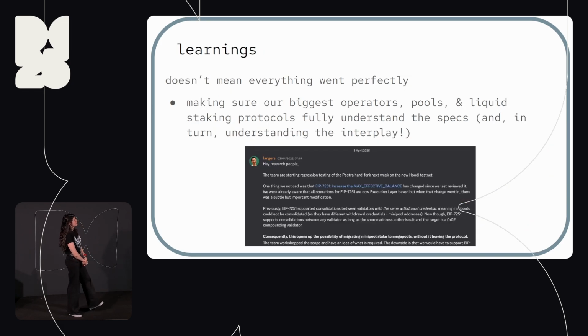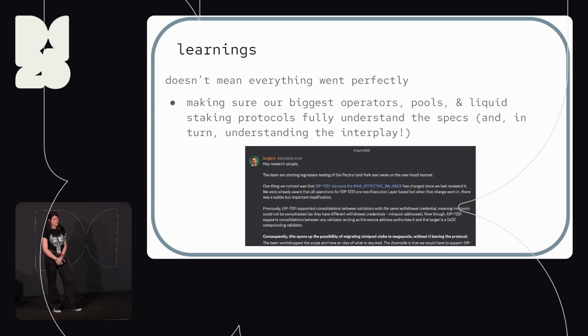So just because this wasn't a failure doesn't mean everything went perfectly. I think one of the learnings that I've taken away is that we need to make sure that our biggest operators, pools, and liquid staking protocols fully understand the specs, and in turn that we understand how this is going to affect protocols and whether or not they're compatible with these things.